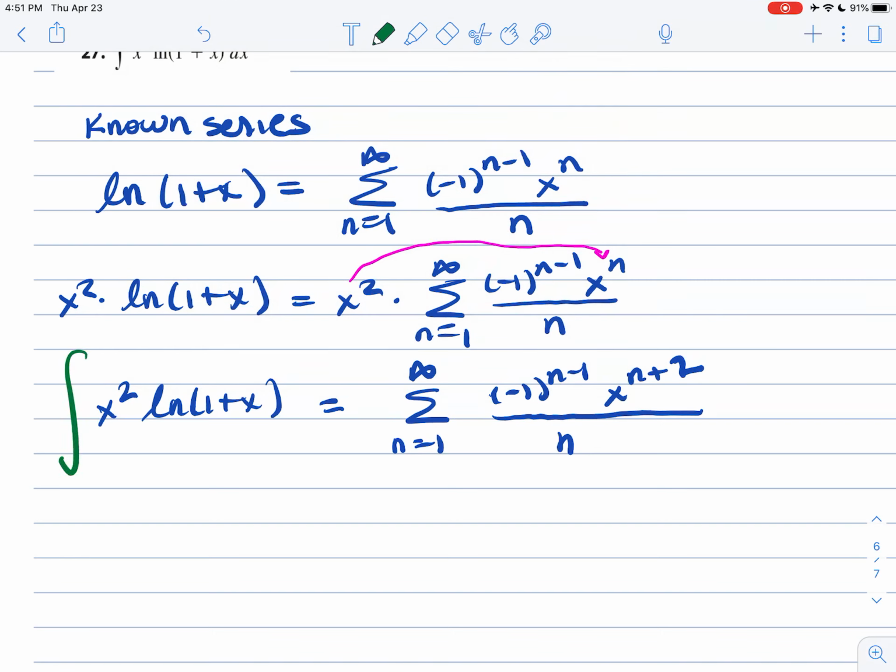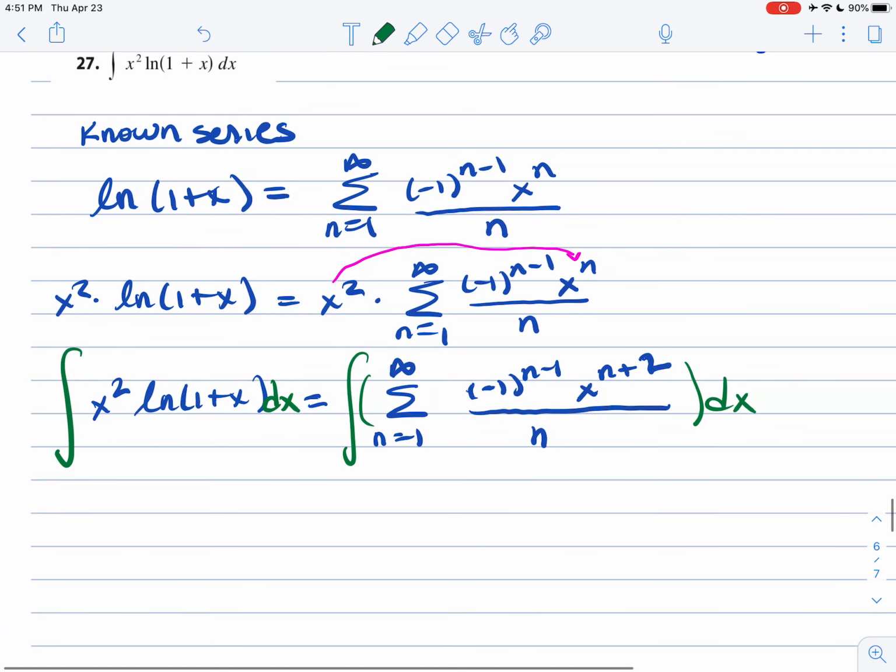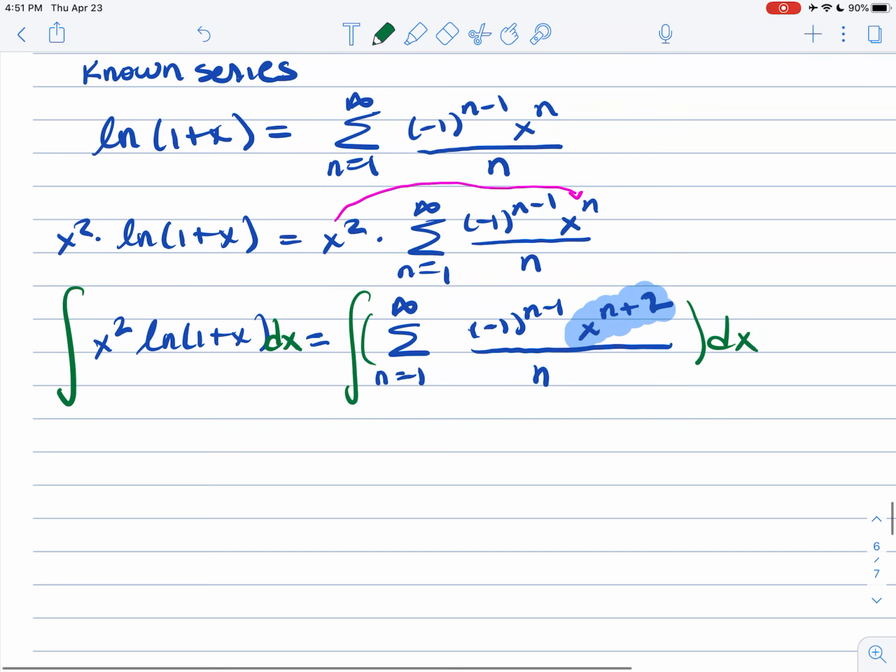So now, when we go to integrate with respect to x on both sides, that operator has variable x, and n is a constant. So we see here that in that summation, the constant values are minus 1 to the n minus 1 over n, and I'm just integrating x to the n plus 2. And that is quite simple to do.